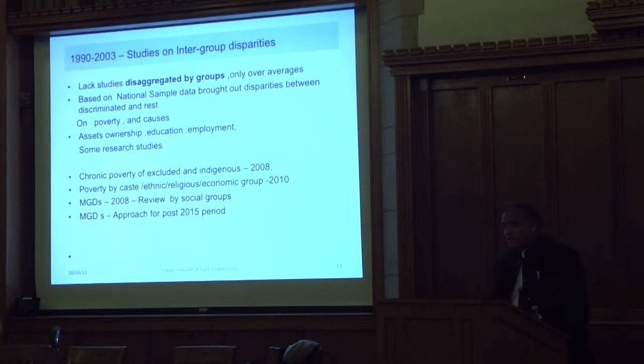Now, in the studies up to 2000, there were hardly any studies of intergroup disparities, because National Sample Survey data, which is the major source of data in India, did not publish the statistics by social group. It did not allow it.